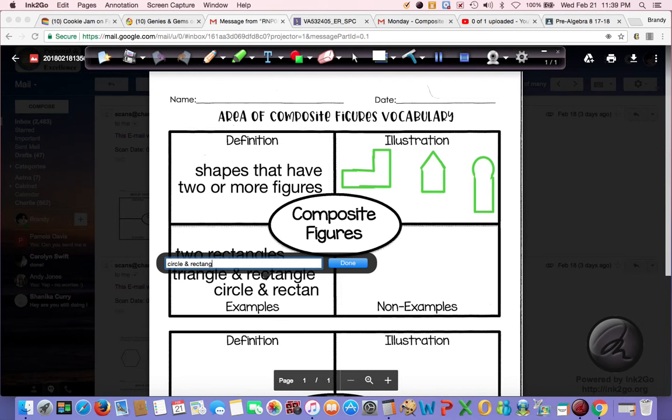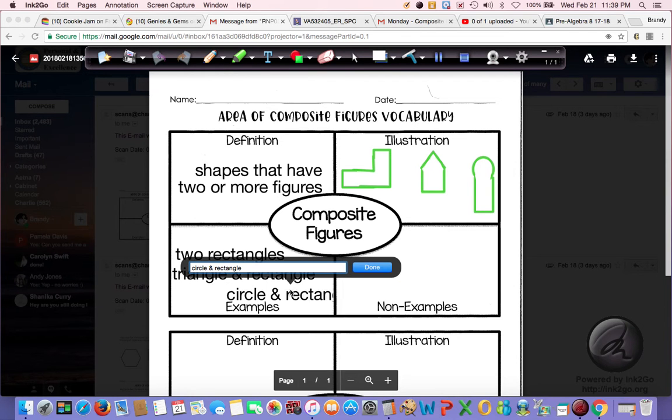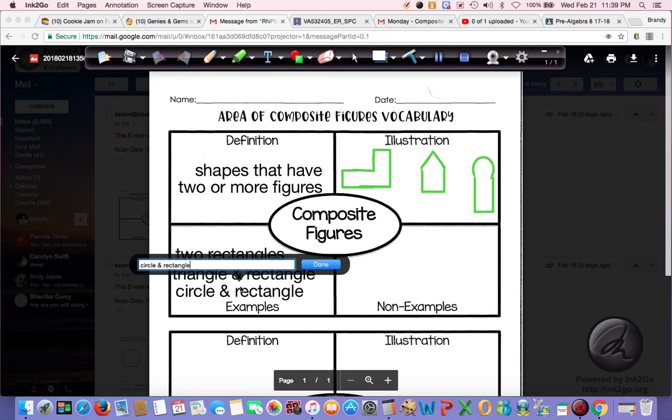Now there are many types of mashups, and it doesn't just have to be two. You could have a triangle with a circle, with a rectangle. I mean, you could have all different kinds of composite figures. It's going to be two or more basic shapes that they have put together in some design.